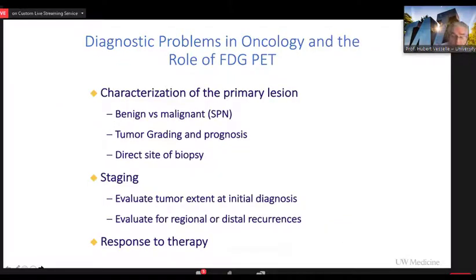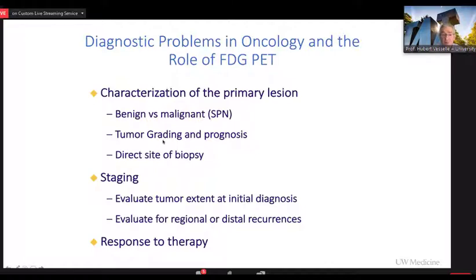So how is PET scanning used? FDG PET and FDG PET CT has been used in cancer imaging for about 30 years. And it has been clinically approved in the United States for about 24 years. And it's used for a variety of applications, but not all cancers can be successfully imaged with FDG PET, but many can. So the uses include characterization of the primary lesion, that is benign versus malignant, commonly done for solitary pulmonary nodule. It's 90% accurate for that.